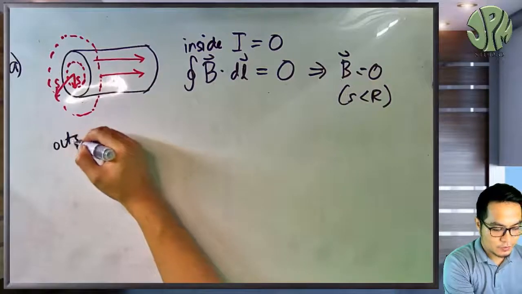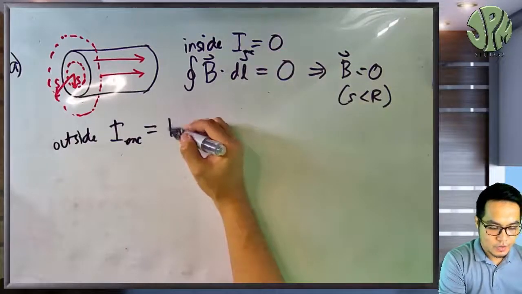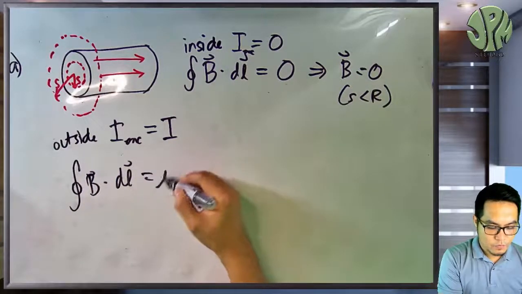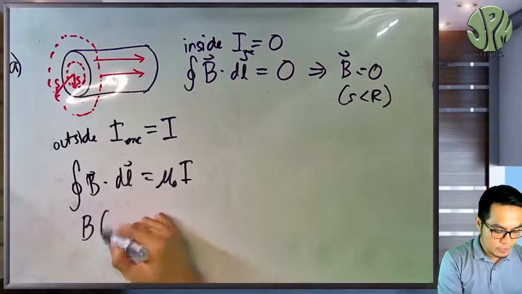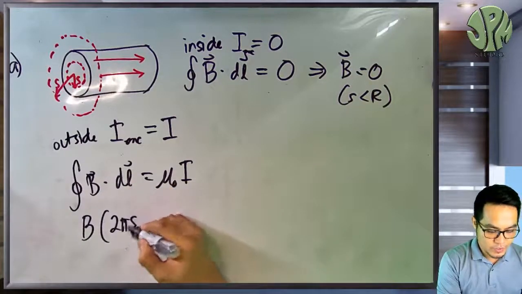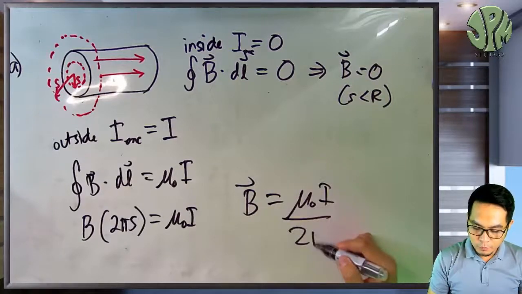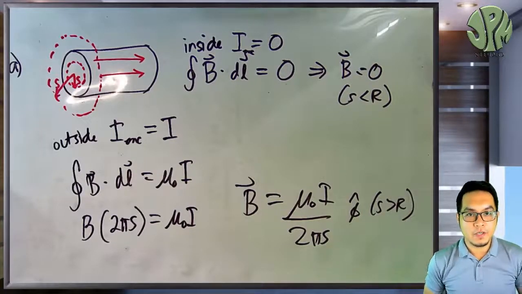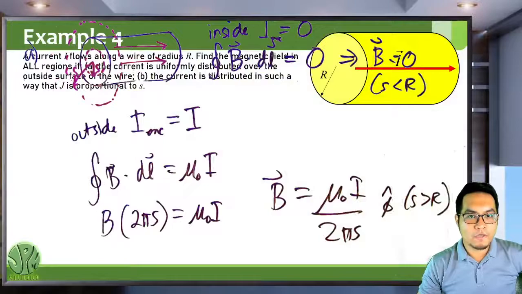How about outside? For outside, the current enclosed is the total current I. So when you use Ampere's law, the current enclosed is just I. This just becomes, as usual, B times the total length of the loop, which is 2 pi s. So you will get mu naught I over 2 pi s, and the direction of this is phi hat. This is for s greater than R. So this is for letter A, when the surface current is only on the outside surface of the wire.